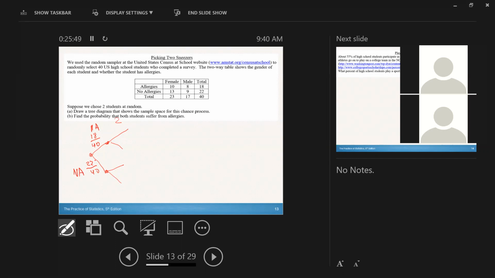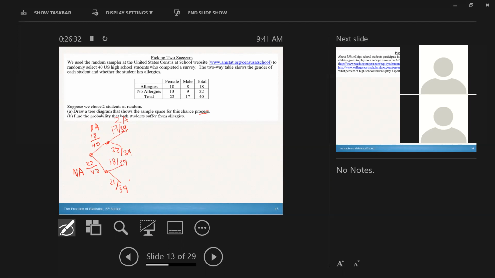So then if our first student does have allergies, what's the probability that our second student has allergies? 17 over 39. Great. So then what's the probability that the second student does not have allergies? 22 over 39. Perfect. Nice job. So then let's go down to the other scenario where the first student didn't have allergies. What's the probability the second student did have allergies? 18 over 39. And then what's the probability they didn't? 21 over 39. Perfect. Nice job, Edwin. So that's how you fill out this tree diagram.